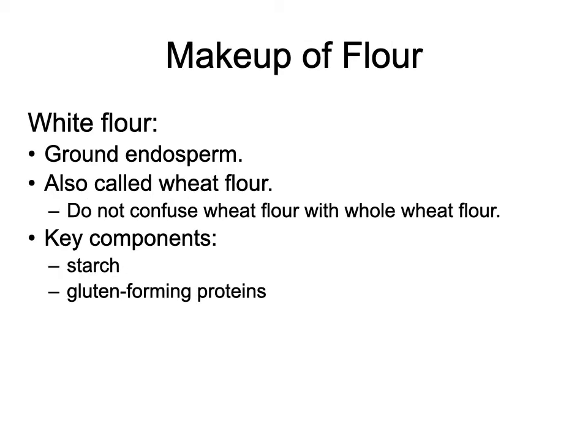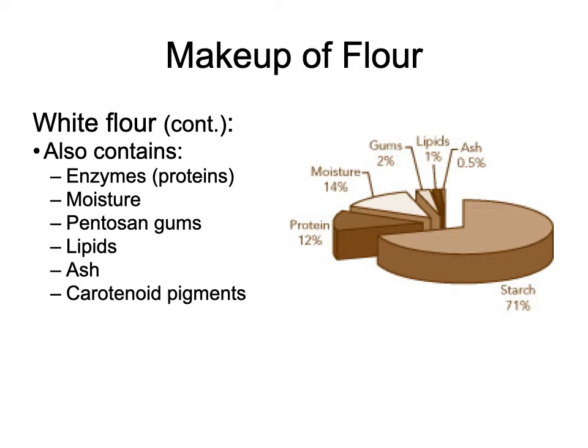So what's flour made of? Well, it's primarily ground endosperm. It's called wheat flour. Key components are starch and gluten-forming proteins. Now, what's in flour altogether? There's a lot going on in flour.